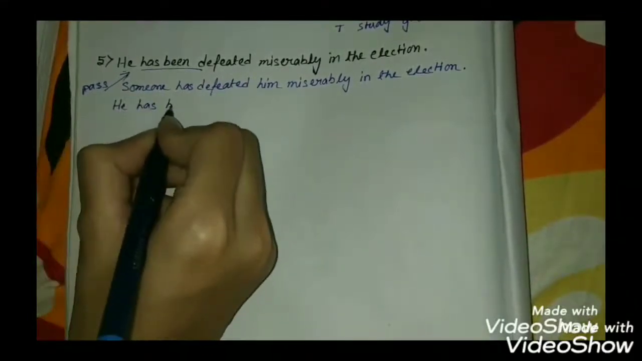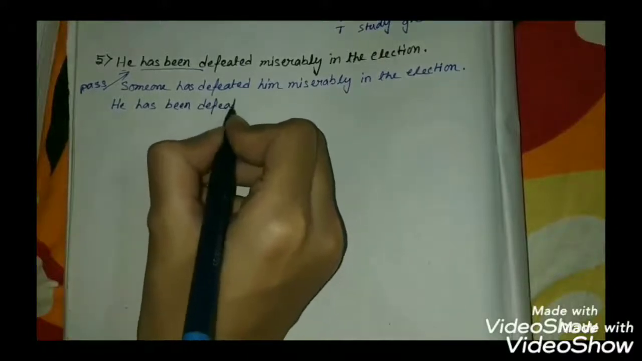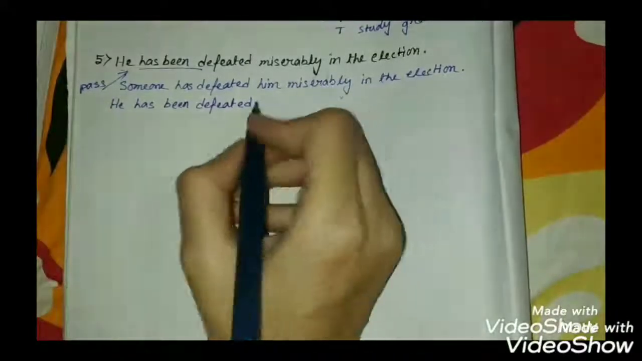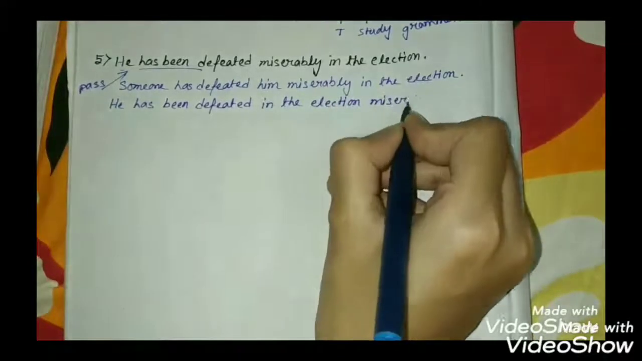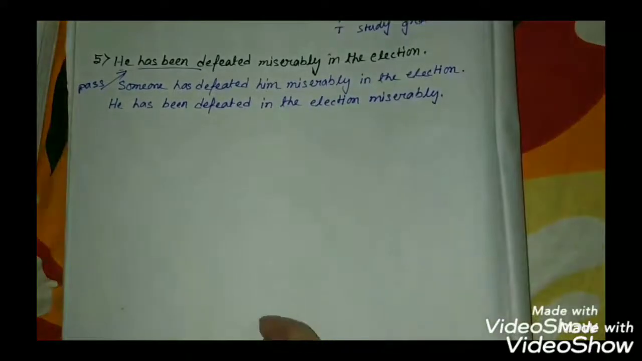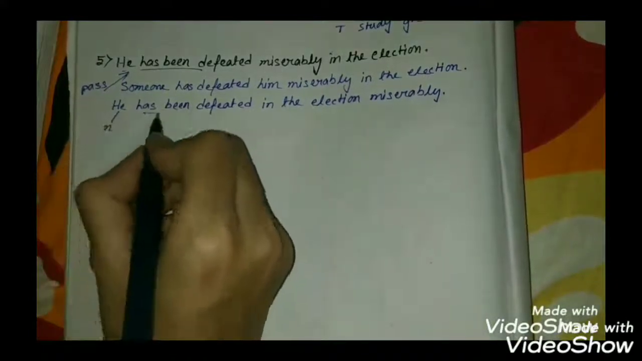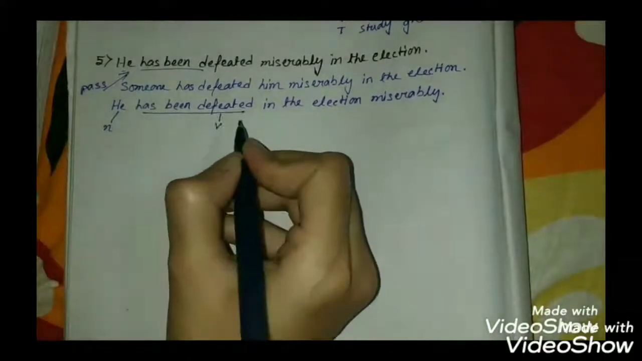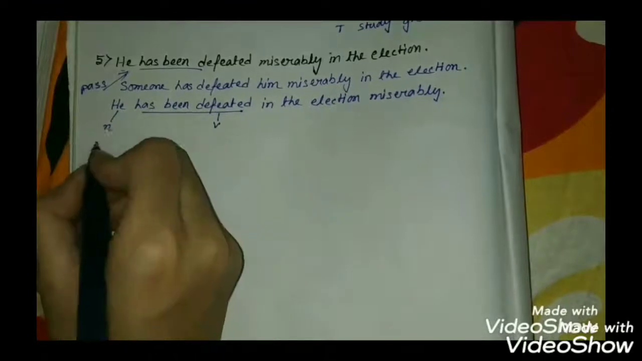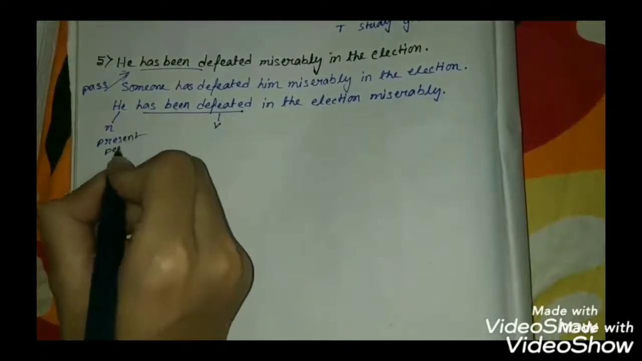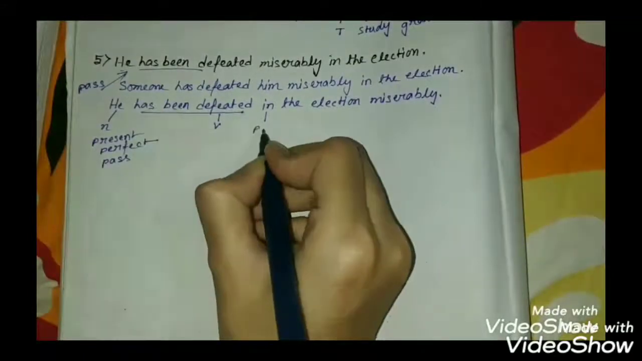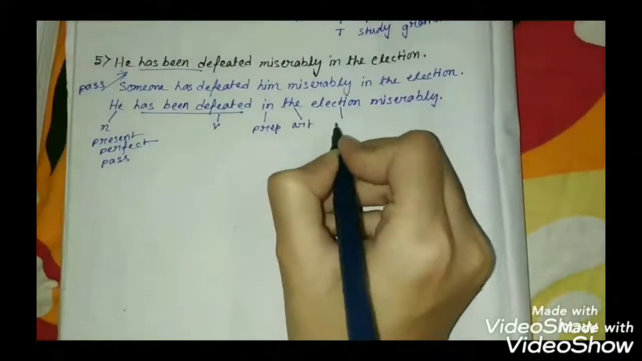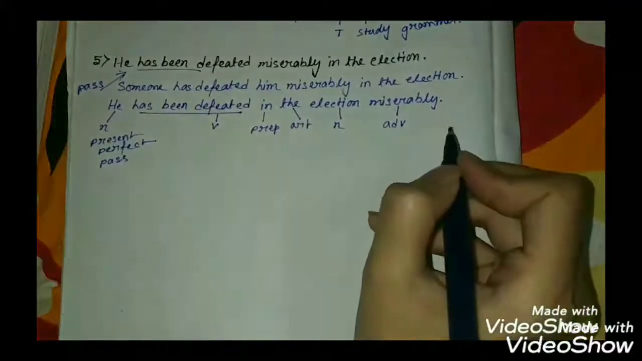He has been defeated. We can write miserably here or later. In the election, miserably. So he is noun, has been defeated, defeat is the verb. We can see it is in present, perfect, and also in passive. In is the preposition, the is article, election is noun, miserably is adverb.